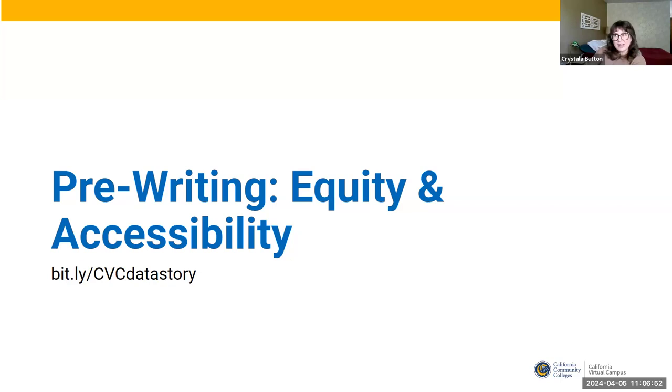So let's start. I want to design this in a way as we're telling a story. So we'll start with our pre-writing. If you've ever written a story, you've probably started with little notes, bullet points, things like that. Our bullet points this time are going to be equity and accessibility. So how do we start with data and keep equity and accessibility in mind?